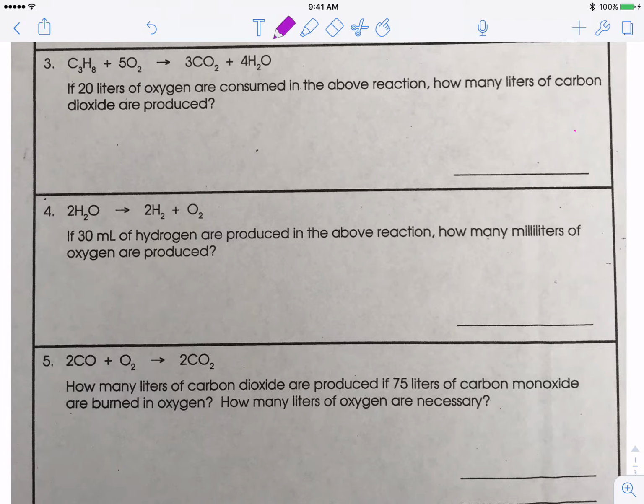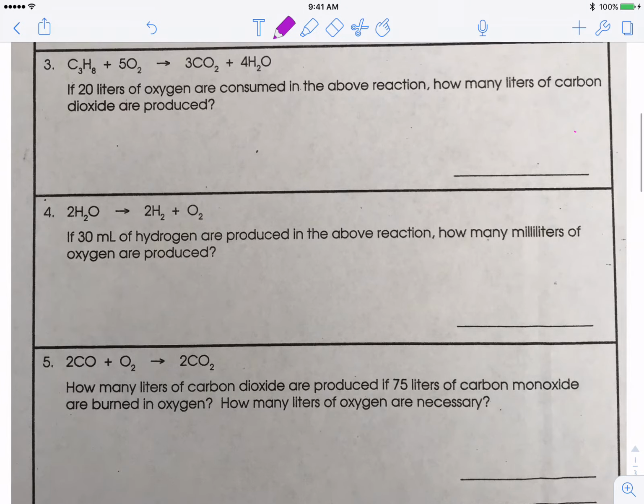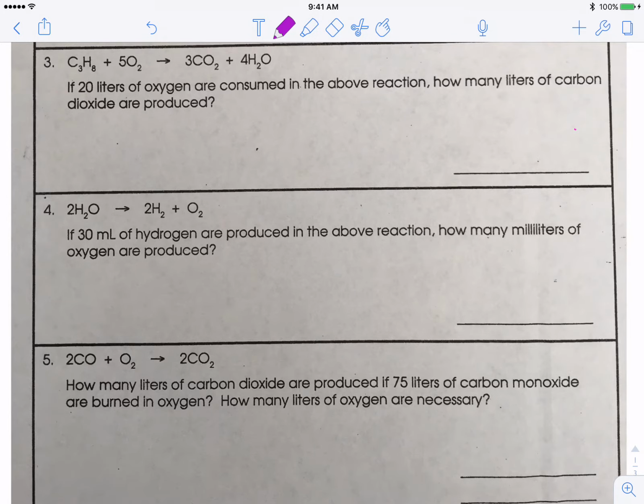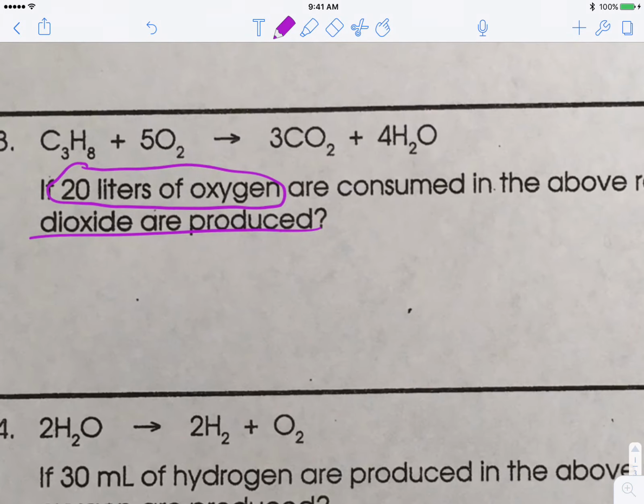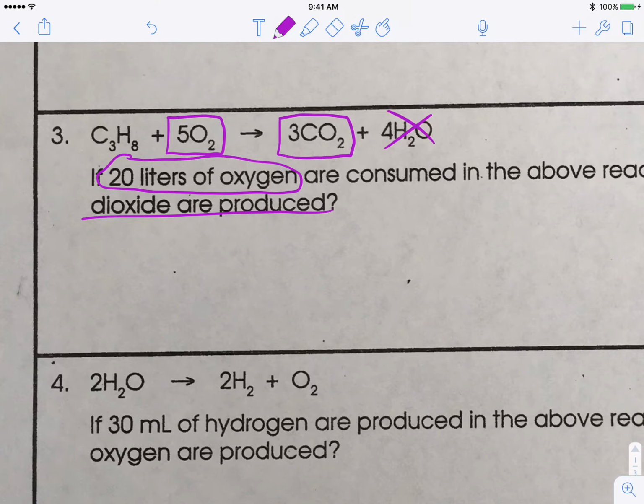So first thing we need to do is read the problem. It states, if 20 liters of oxygen are consumed in the above reaction, how many liters of carbon dioxide are produced? So remember, we circled the information they give us. We were given 20 liters of oxygen, and then the question asks how many liters of carbon dioxide are made. So we need to box the 5 moles of O2 and the 3 moles of carbon dioxide because they are referenced in the question. For all intents and purposes, we can ignore the 4 moles of water and the propane.